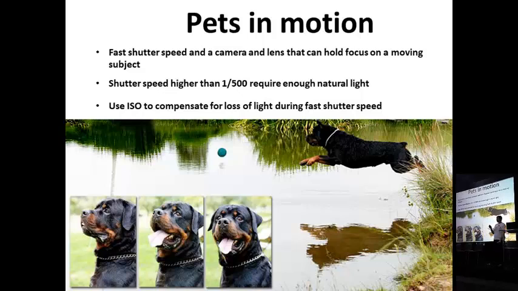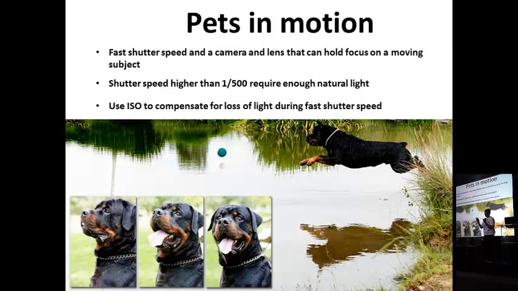So when you want to photograph a pet in motion, like a dog jumping in the water or running or whatever the case might be, then you would select a time of the day when you have enough available light. This is the only exception where I say you can maybe go in midday sun, because you're going to select a fast shutter speed and lose light. So that's the first thing.